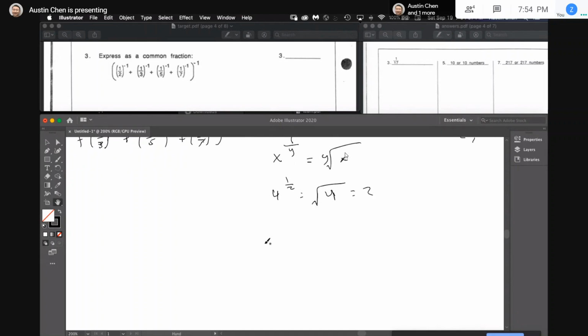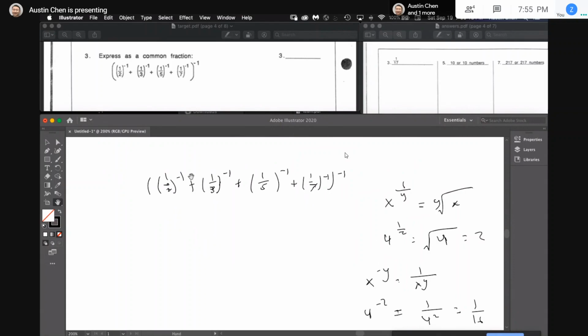Now, negative powers. If you have x to the negative y, this is just 1 over x to the y. So if you had 4 to the negative 2 power, that's just 1 over 4 squared, which is 1 over 16.